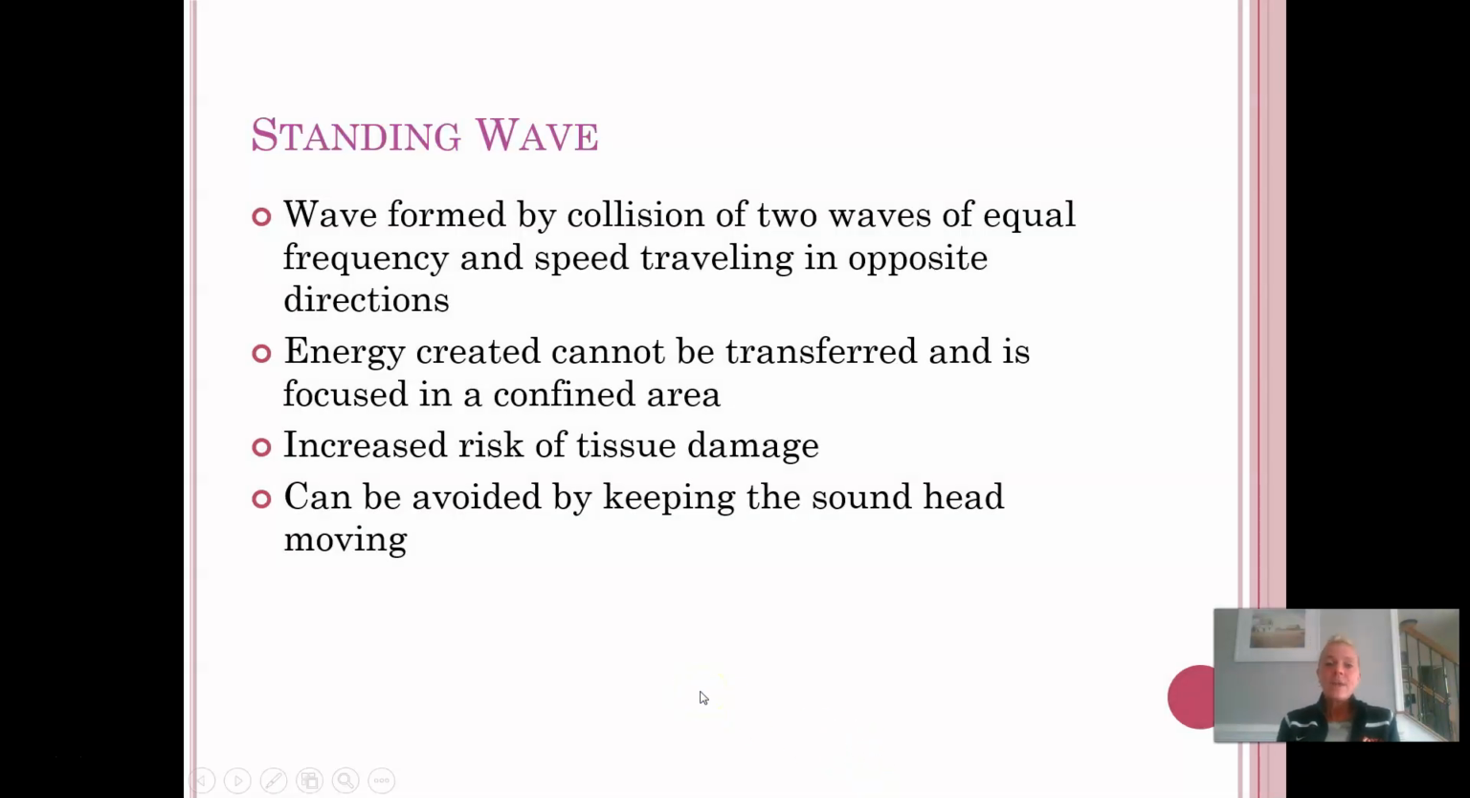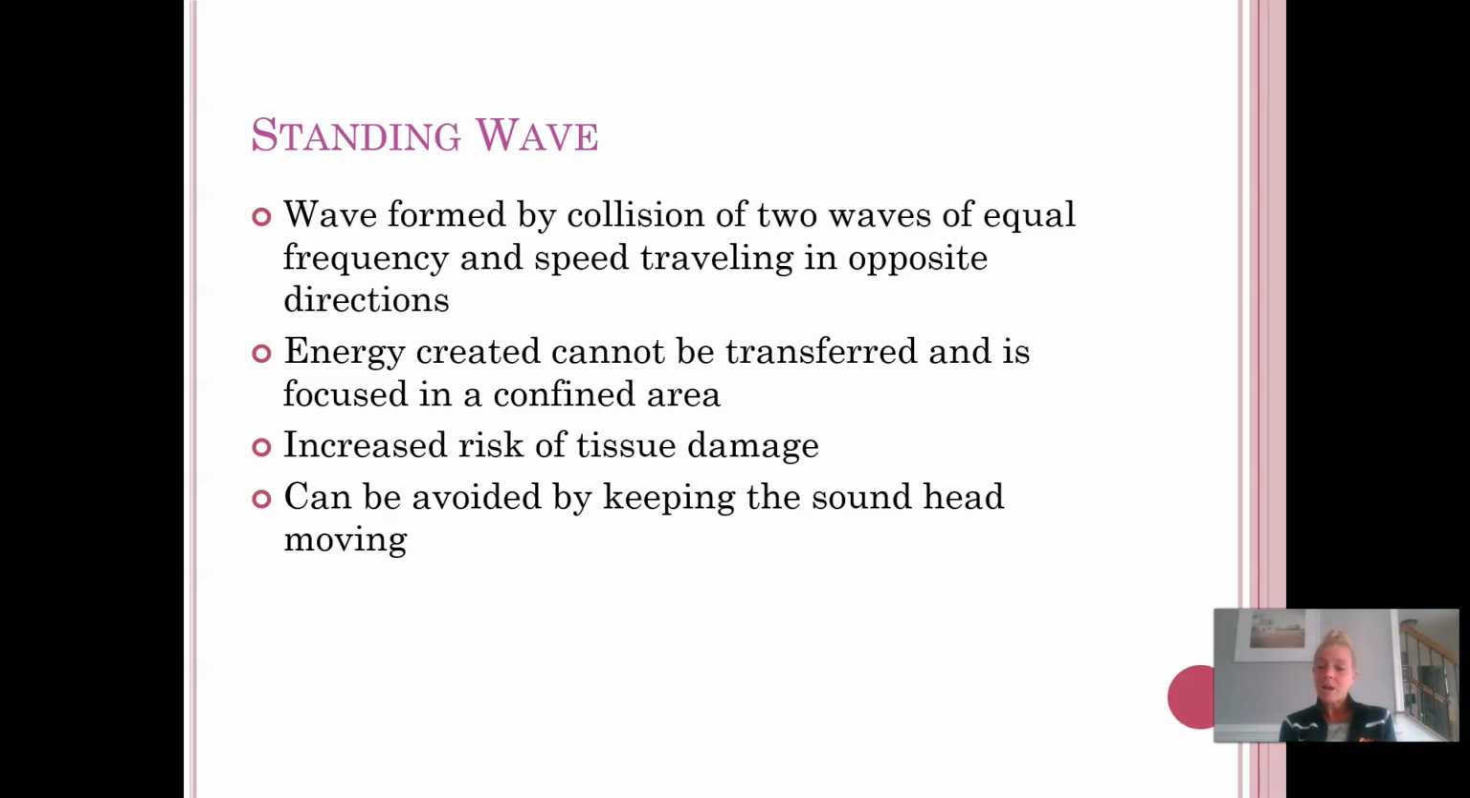A standing wave is the collision of two waves of equal frequency and speed that travel in opposite directions. It cannot be transferred to any other type of energy. It's focused in a confined area, and again, this is where we can have an increased risk of tissue damage. So this can be avoided by keeping the ultrasound head moving.